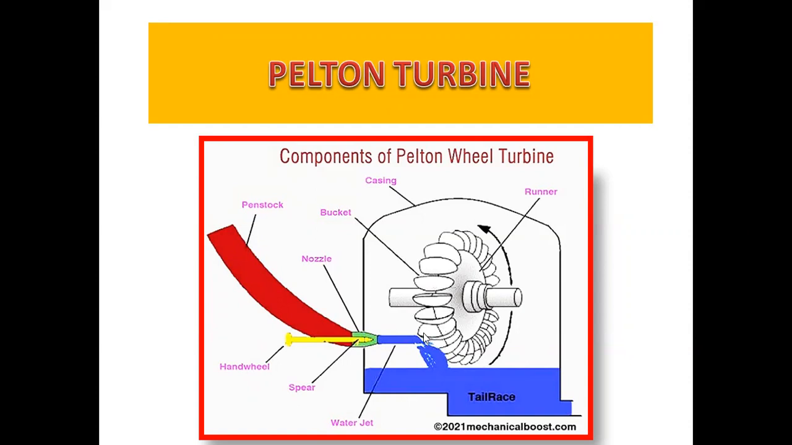Once the water jet strikes the blades, which we call buckets, fitted over the runner, and the runner is a circular plate, once the bucket meets the water, a jet of high velocity water, the runner portion rotates. When the runner rotates, the center shaft is also rotating.